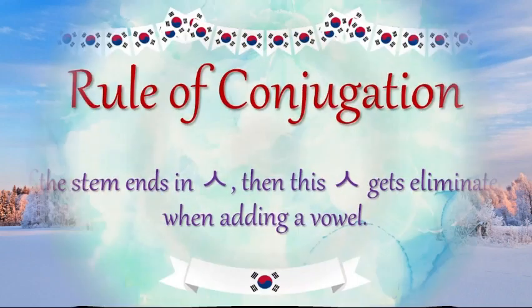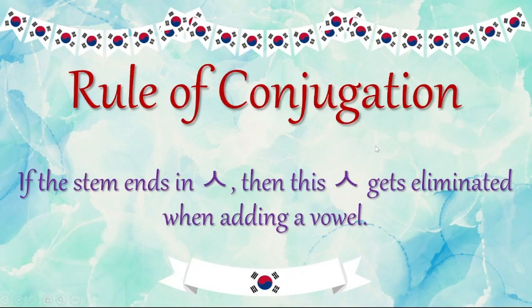Okay, now let's start. What is the rule of conjugation of this particular irregular? We know that this does not follow the regular conjugation rules, so there is going to be a different rule. So what is the rule? The rule is if the stem, here we are talking about the verb or the adjective stem, ends in 시읒, then this 시읒 gets eliminated when adding a vowel. This rule is very simple. You are going to understand it with the help of some examples.